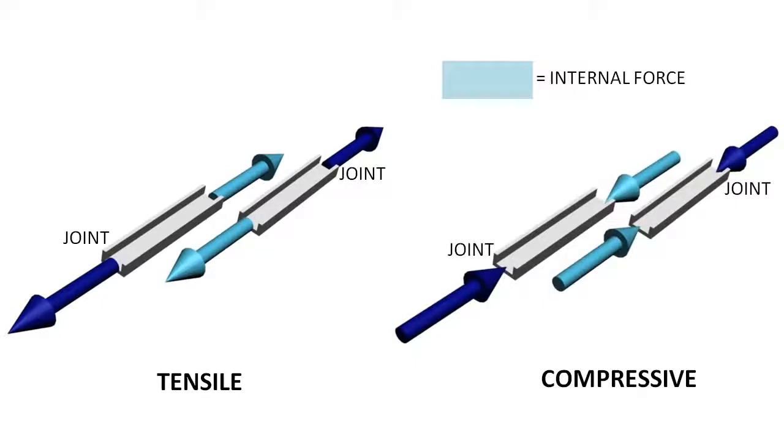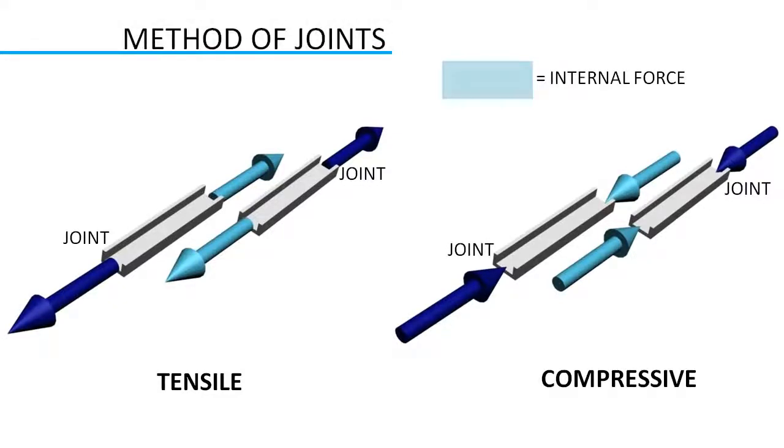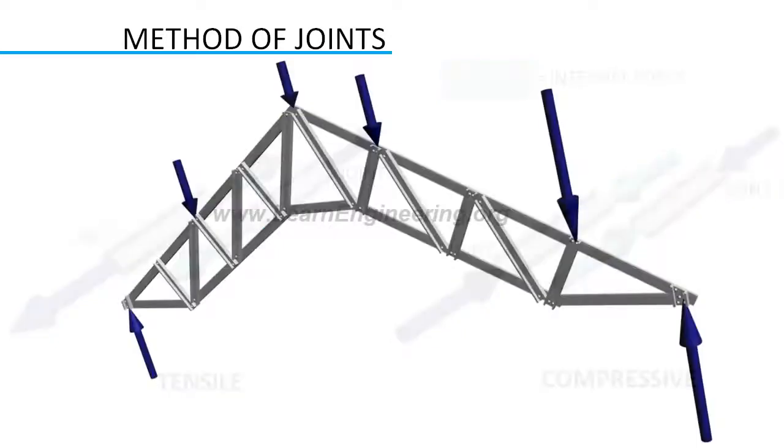The most common way to determine forces inside a truss is the method of joints. The basic concept of the method of joints is that, since the truss is in equilibrium, each joint in the truss will also be in equilibrium. The procedure for the method of joints is as follows.